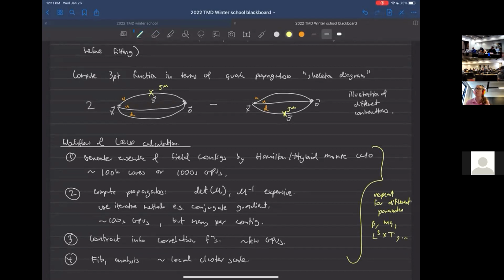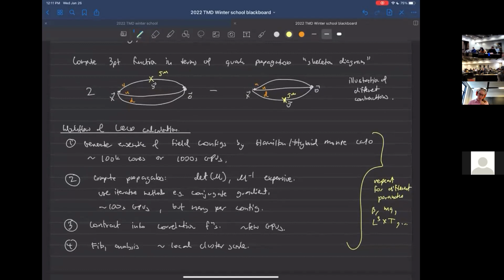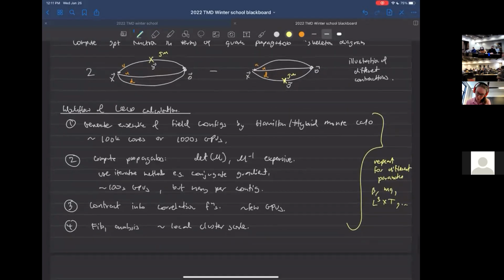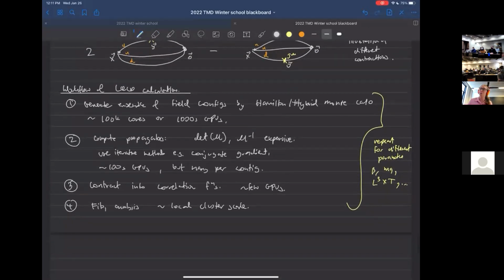And then you need to extrapolate. Okay. Oh, my writing seems to have deteriorated. Sorry, I'll try to slow down a bit so it's more legible. Okay, any questions here?